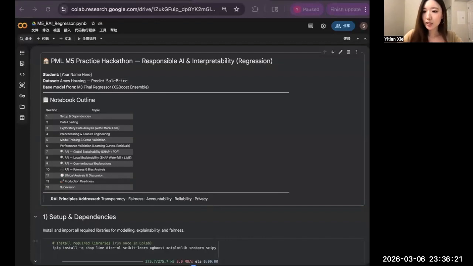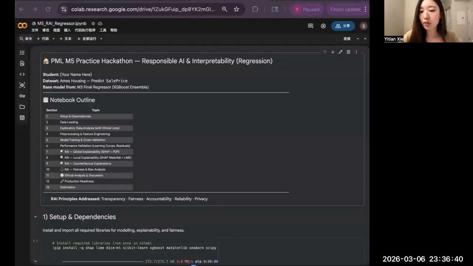Hello everyone, in this presentation, I will walk through my responsible AI housing price prediction system. The goal of this project is not only to build an accurate regression model, but also to ensure the system follows the responsible AI principles, including transparency, fairness, reliability, and accountability.